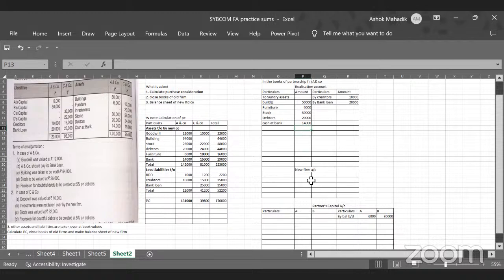Now, once posting is done, we have to pass one entry. That is, we are selling company to new firm. We are selling all the assets to new firm. Clear? So write on the credit side, by new firm.